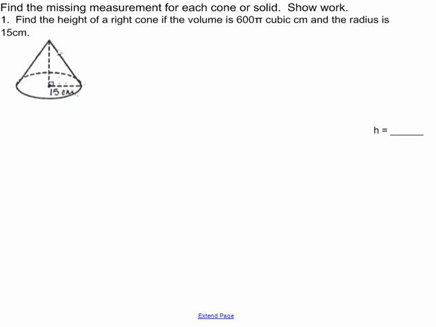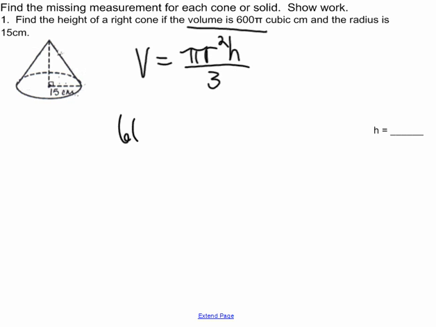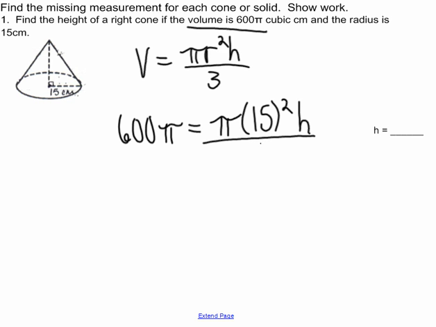Okay. Next one, find the missing measurement. So algebra, sweet. Find the height of the right cone if the volume is 600 pi cubic centimeters and the radius is 15. Okay, so I'm given a volume. So volume formula is pi r squared times height all over 3. So if the volume is 600 pi, then I have the radius. So I do pi radius squared, and then height is what I don't have. So I'm going to write h all over 3.